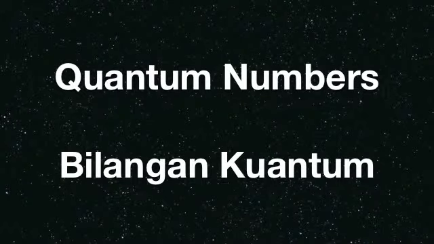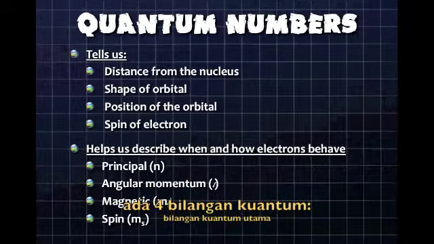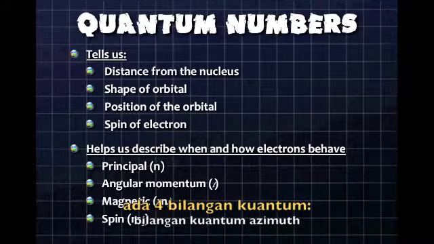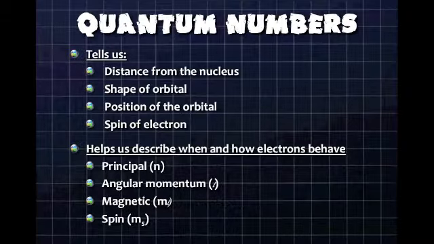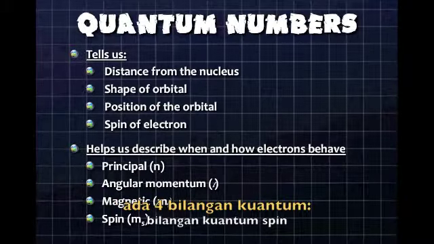Quantum numbers. Quantum numbers tell us 4 things, which are the distance from the nucleus, the shape of the orbital, the position of the orbital, and the spin of the electron. There are 4 quantum numbers. The first one is the principal quantum number, which is small letter n, and then the angular momentum quantum number, which is small letter l, and then the magnetic quantum number, which is ml, and then the spin quantum number, which is ms.